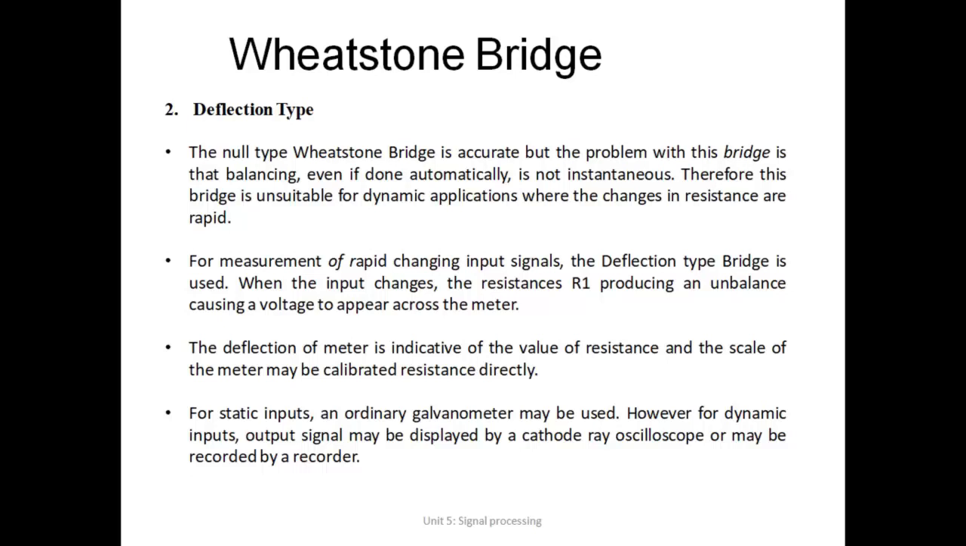In deflection type, we simply see that whenever there is a change in resistance R1, there will be some current flowing through the galvanometer, and some deflection taking place. That deflection we observe, and we calibrate the deflection in terms of resistance, and resistance further in terms of pressure or temperature, whatever the physical quantity is. Right. So in this case, there is no mechanical movement taking place. The response speed is very fast in case of deflection type.